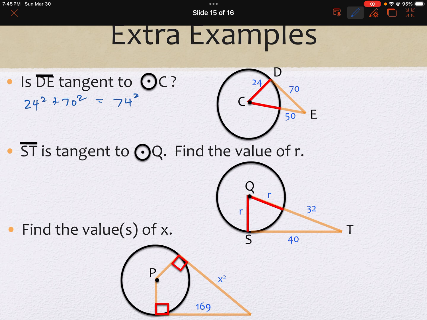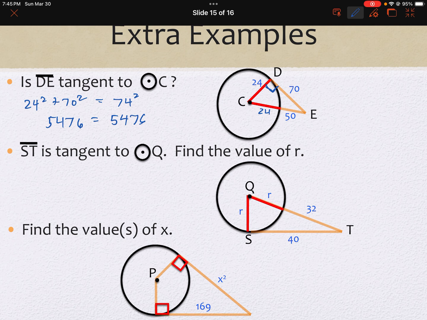Let's see here. 24 squared plus 70 squared equals 5476. How about 74 squared? What does that equal? 5476. So when those match like that, that means yes, that is a right angle. And we'll put that little 24 in there to help you.